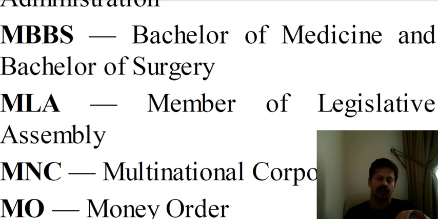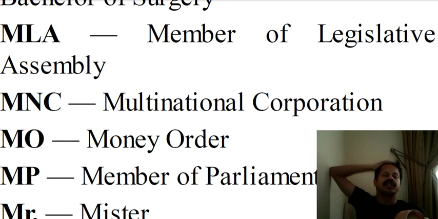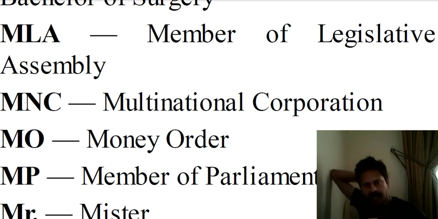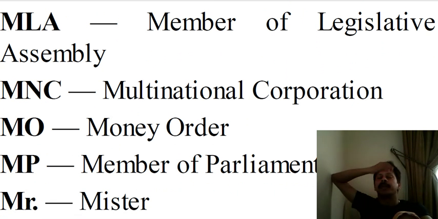This is the doctor. What is a doctor called? Bachelor of Surgery and Bachelor of Medicine. MLA is a member of the Legislative Assembly. He is elected by the people of the state constituency to rule the state. MLA is a member of the Legislative Assembly, the legislature of the state.